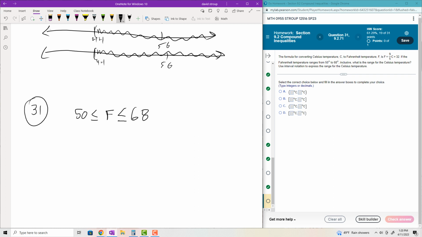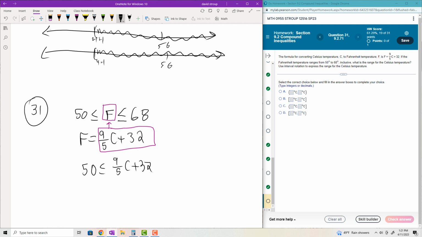What we want to do is convert this inequality into Celsius. Okay, so we want C in the middle. So how do I do that? Well, we have a formula for F in terms of C, 9/5 C plus 32. So what I'm going to do is replace F with this expression. I'll have 50 less than or equal to 9/5 C plus 32, and that'll be less than or equal to 68. Okay, and then I'm going to solve for C.